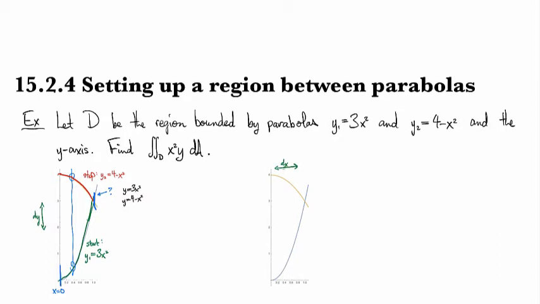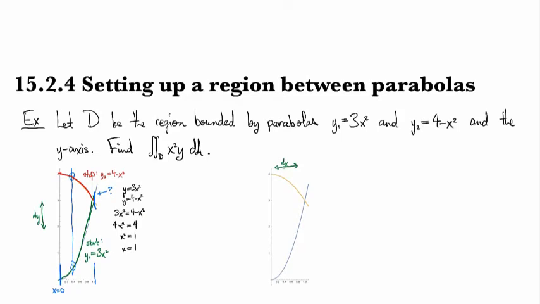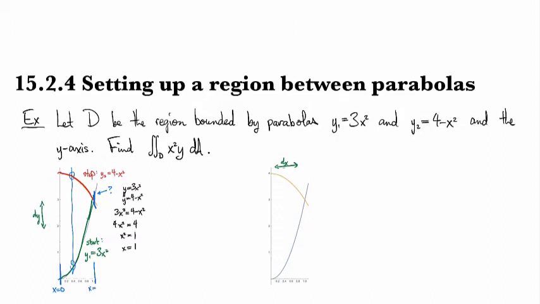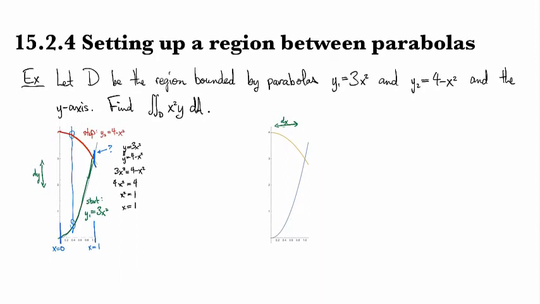Since each of these is equal to y, they're equal to each other. So I've got 3x squared equals 4 minus x squared, and I add x squared to both sides, and I have x squared equals 1. Since x is not equal to minus 1 based on the picture, this has to be x equals 1. So that tells me that x equals 1 is going to be the final slice. All right, so I have this set up now.